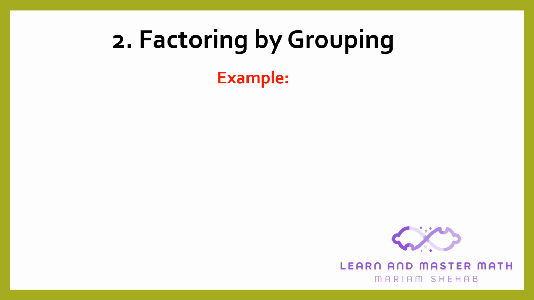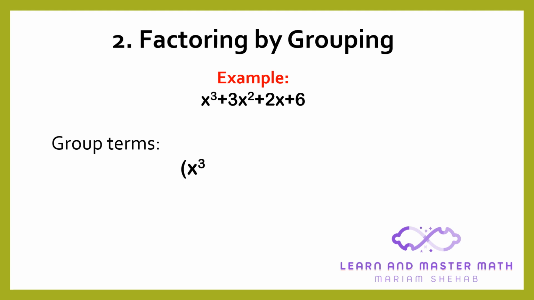The second technique is factoring by grouping. Let's say we have 4 terms here. We're going to take every 2 terms as a group. So when you group your terms here, x cubed plus 3x squared will be like one team. And in the second group, we will have 2x plus 6. Now try to take a common factor in each group.